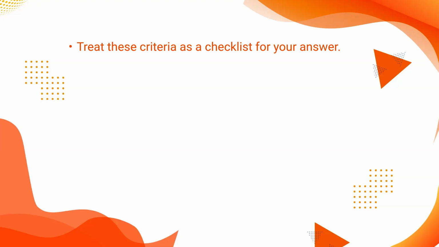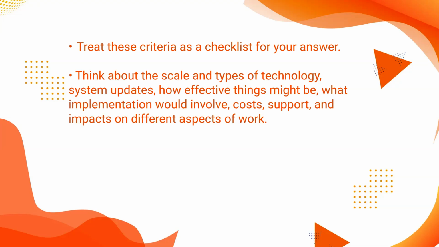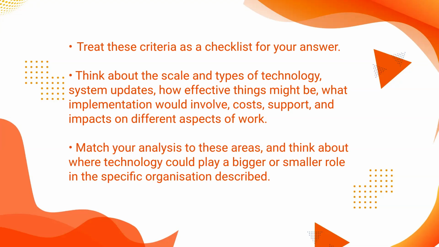Treat these criteria as a checklist for your answer. Make sure you hit each area. Think about the scale and types of technology, system updates, how effective things might be, what implementation would involve, costs, support, and impacts on different aspects of work. Match your analysis to these areas and think about where technology could play a bigger or smaller role in the specific organisation described. If you've got theories and models mentioned in your brief, take a look at which ones actually apply to the issues faced in the scenario.